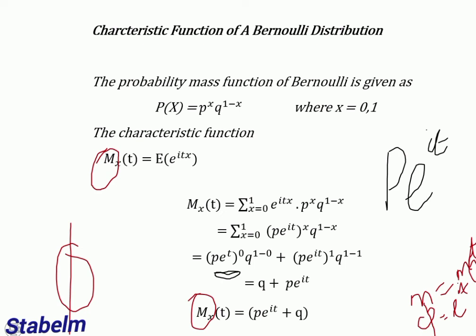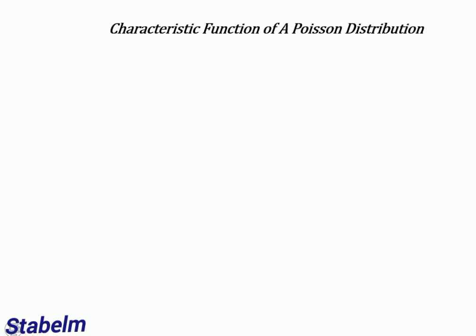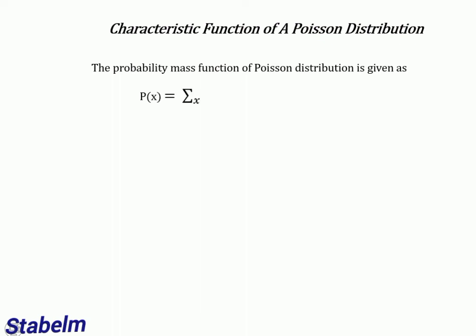Now we look at the characteristic function of a Poisson distribution. The probability mass function of a Poisson distribution is given as p of x equals lambda raised to power x, exponential raised to power minus lambda, divided by x factorial, where x could be 0, 1, 2, 3, 4, up to infinity.